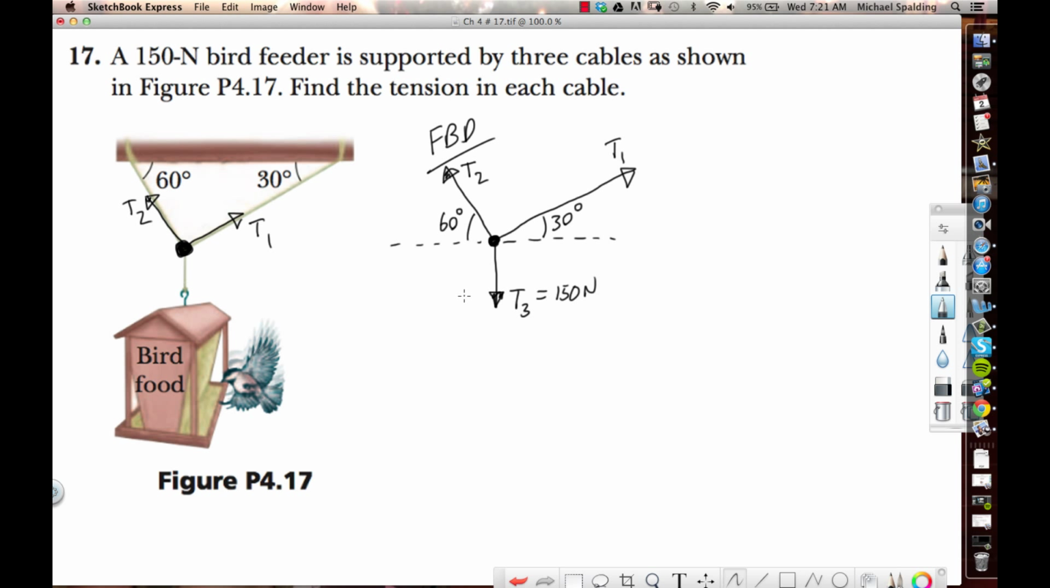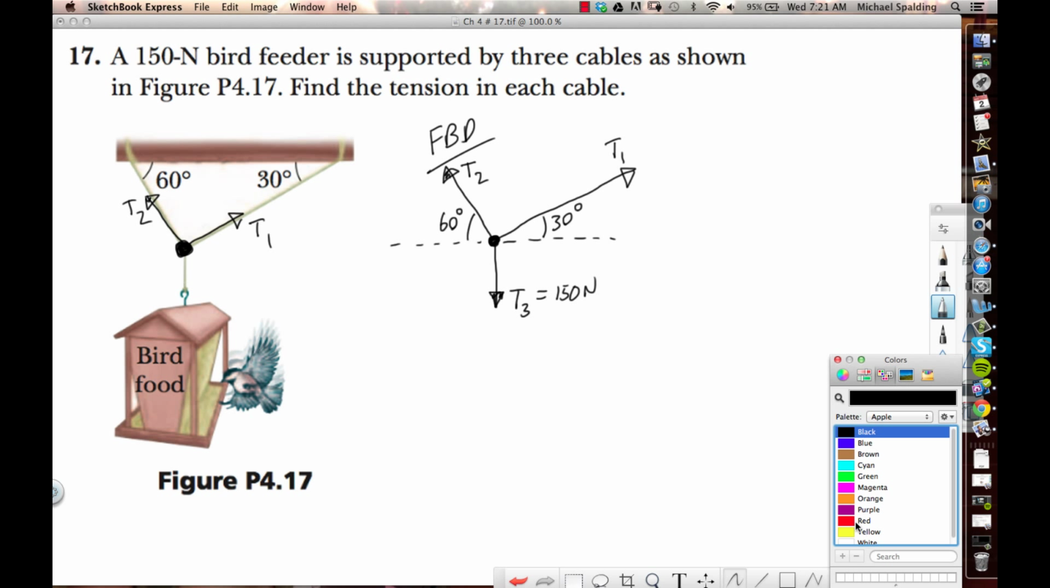Now, are T1 and T2 perfectly X, perfectly Y, or both? They're both. So just like we did last chapter with two-dimensional motion, whenever you have a vector that's not perfectly X and not perfectly Y, you have to break it into components. So for T1, I'm going to show X component, Y component. For T2, X component, Y component.